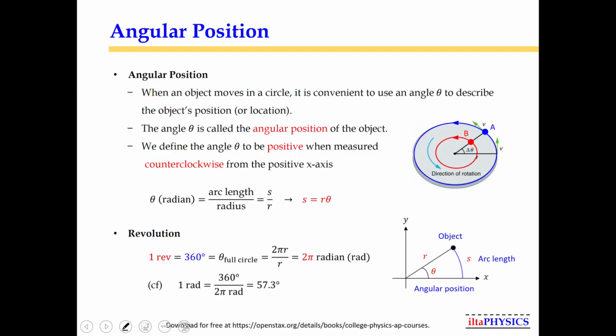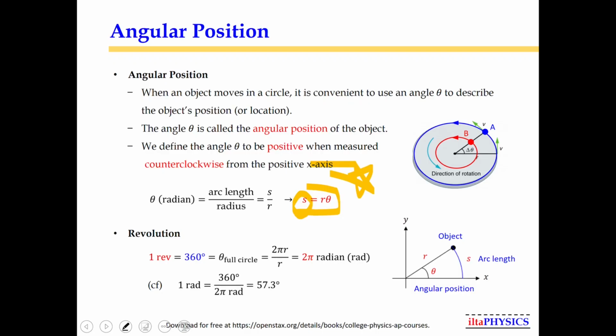Also, since a radian is a value obtained by dividing a length by a length, it is a unitless physical quantity. Expressing this as a formula, the angular position theta is equal to the arc length s divided by the radius r. This formula is very important in circular motion, so please make sure to understand and memorize it. If we rearrange this, the arc length can be calculated as the radius times the angular position.